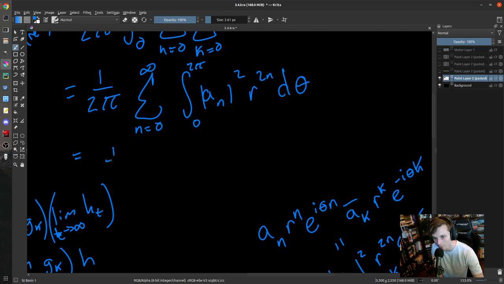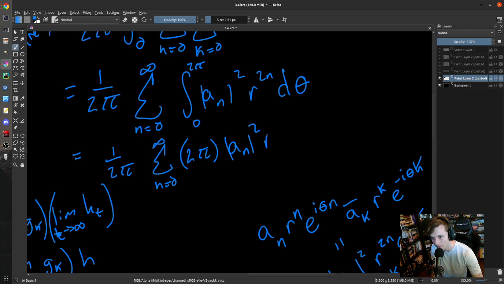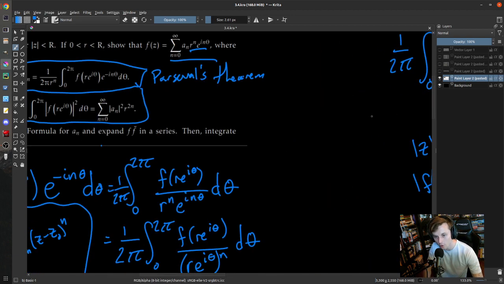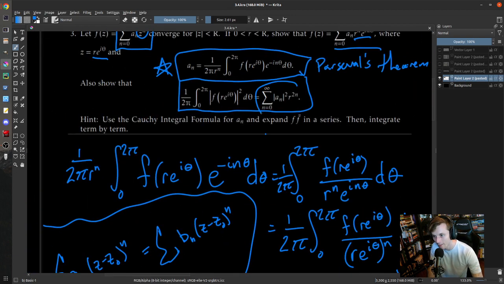So I have 1 over 2π times the sum from n equals 0 to infinity of 2π times |a_n| modulus squared r to the 2n. But hey, cancel, cancel. I've just got the sum from n equals 0 to infinity of |a_n|² r^(2n). And wouldn't you know it, that's what we want, right?